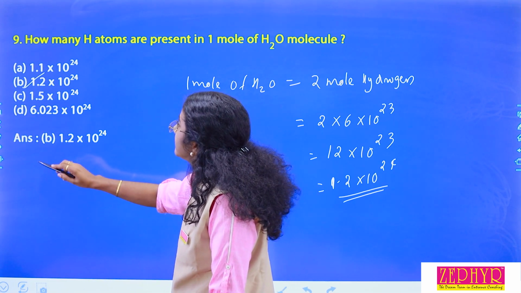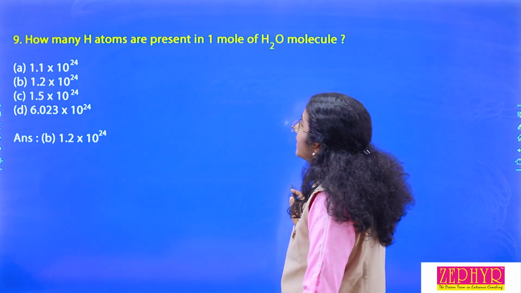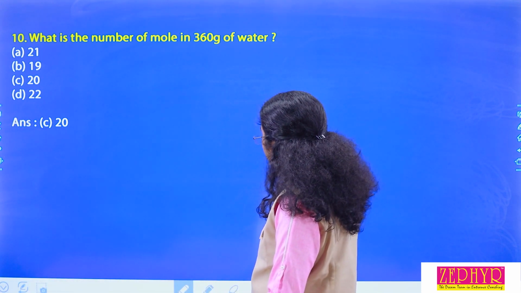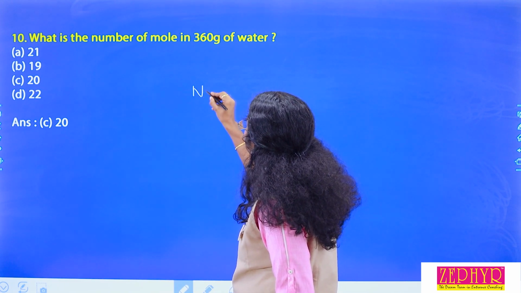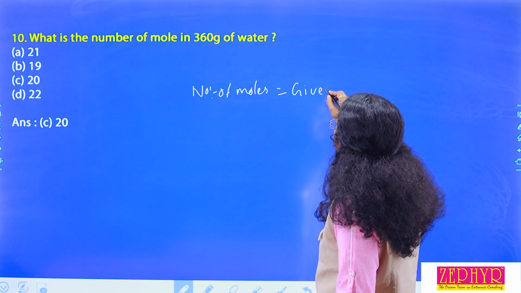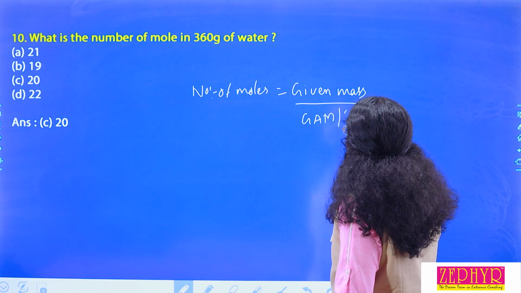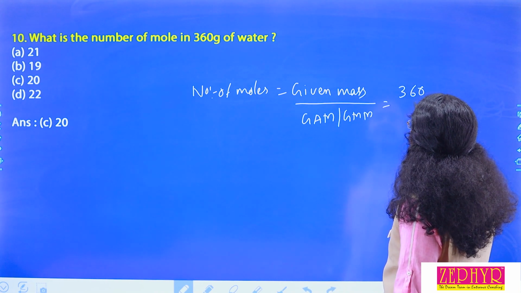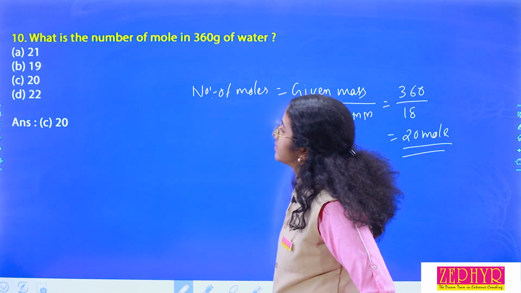Then next question, question number 10. What is the number of moles in 360 gram of water? Number of moles equals given mass divided by GAM or GMM. So given mass is 360 divided by 18. 20 mole, right? 360 by 18 is 20 mole. Option C.